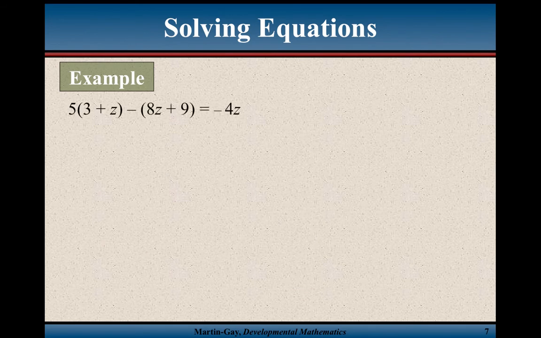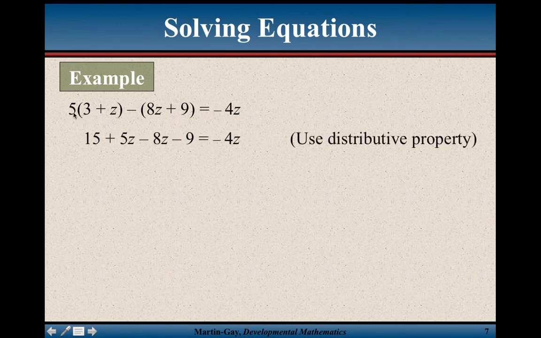Another example is this one. So, first, simplify mo muna siya using distributive property. So, 5 times 3, sige, pakita ko yung answer muna. 5 times 3 is 15. 5 times z is 5z. Negative times positive 8z is negative 8z. And negative times positive 9 is negative 9 equals negative 4z.